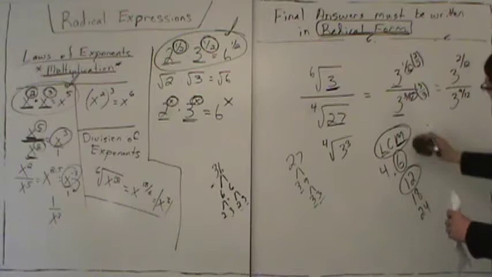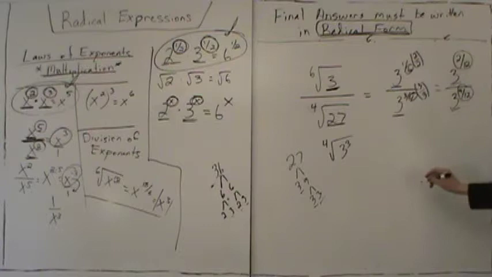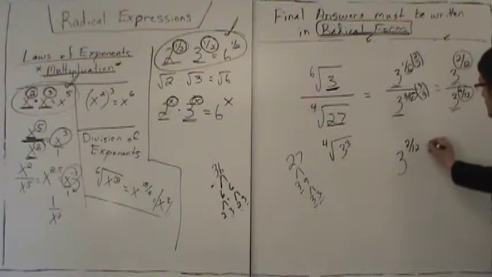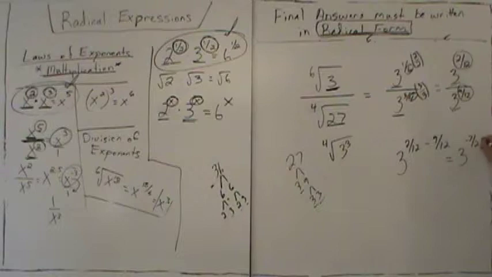Now we're going to subtract our exponents because the bases match. We can subtract our exponents. 2/12 minus 9/12 gives 3 to the negative 7/12. Now, reminder, our answer lies in the numerator. After subtracting exponents, the answer lies in the numerator.